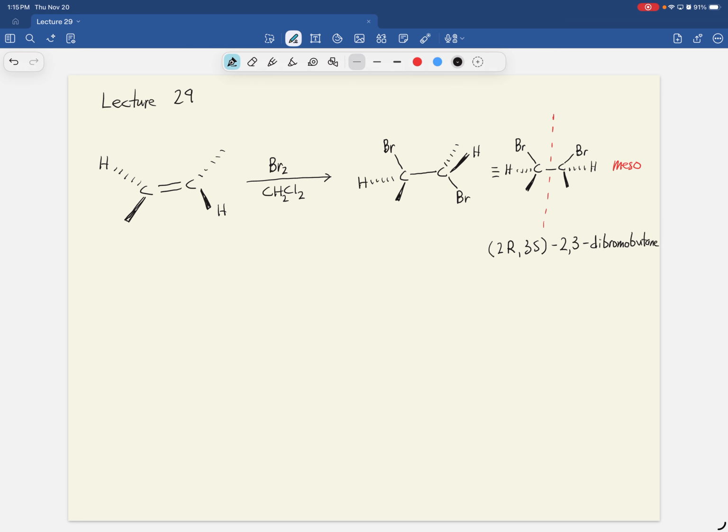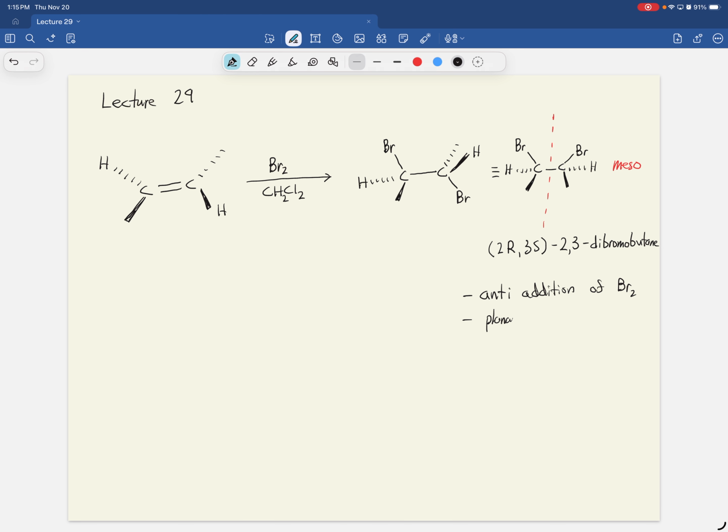All right, so very similar. You can never go wrong as long as you write the bromines added, pointing in opposite directions. That's the anti-addition. So let's just summarize: anti-addition of Br2. And since you're starting with a planar intermediate, you're going to get a racemic mixture.